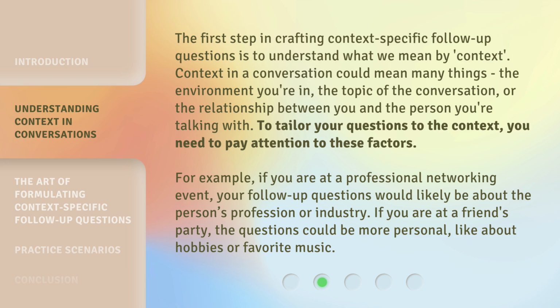For example, if you are at a professional networking event, your follow-up questions would likely be about the person's profession or industry. If you are at a friend's party, the questions could be more personal, like about hobbies or favorite music.